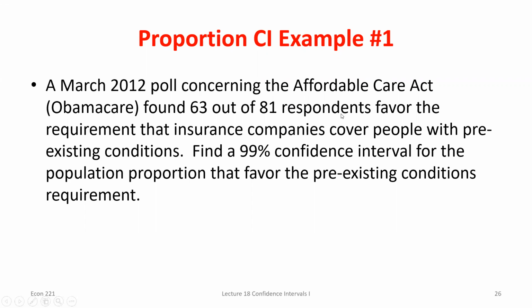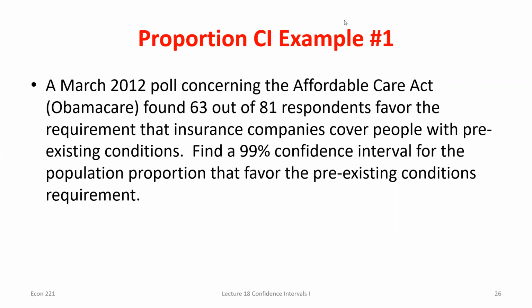So 63 out of 81 are in favor of covering pre-existing conditions. Let's build a 99% confidence interval for what the true population proportion is for people that support this. In this example, if I have a policy that I'm trying to push through and I want to make sure that more than 50% of people are in favor of it, I take a sample, I see 63 out of 81, well, it's higher than 50%, but if I had a pretty wide confidence interval, right?